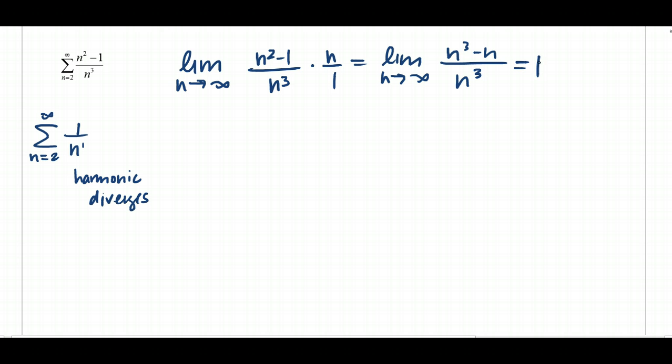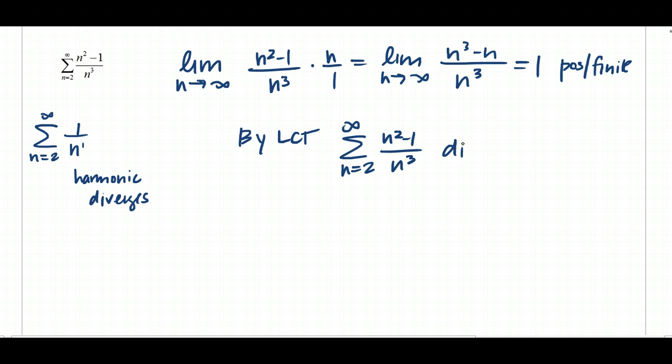This limit goes to 1, because now the degrees match. So this is positive and finite. So I've satisfied the limit comparison test. So by the limit comparison test, we know that the original series is going to behave the same way as the harmonic series. It too is going to diverge.